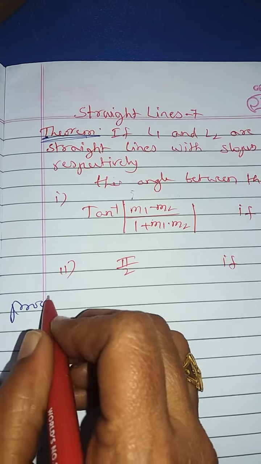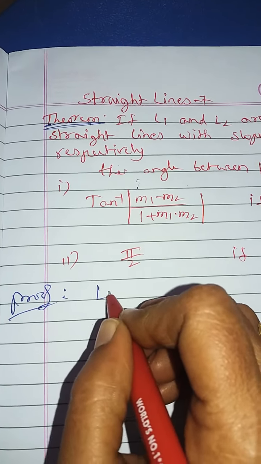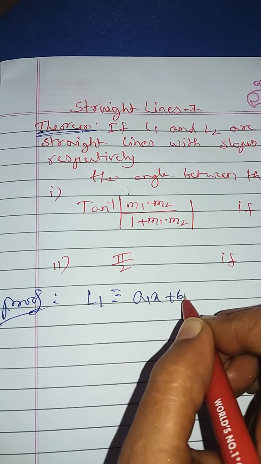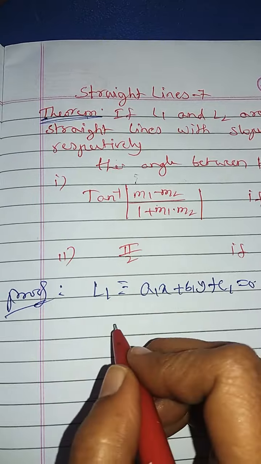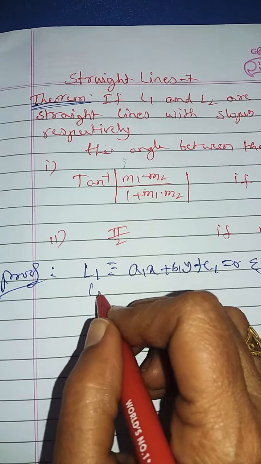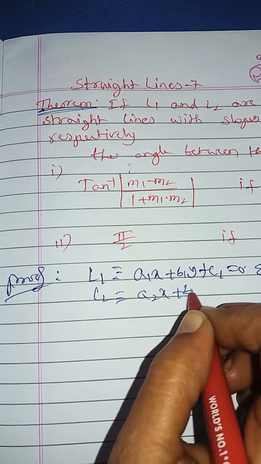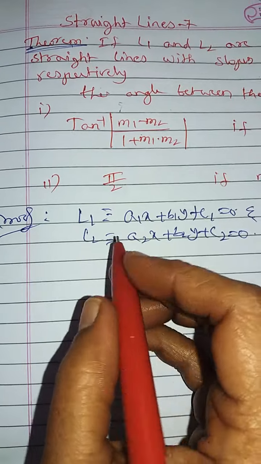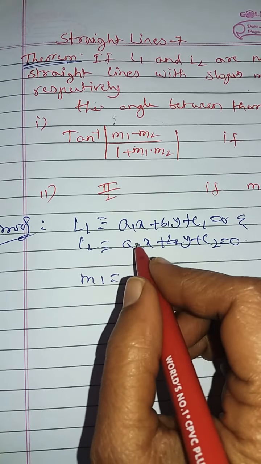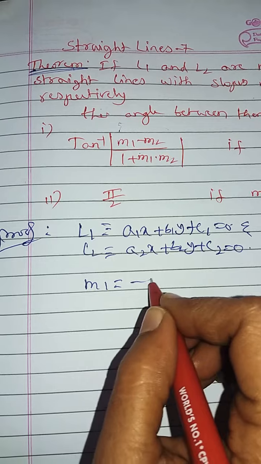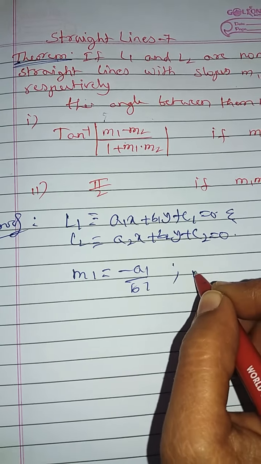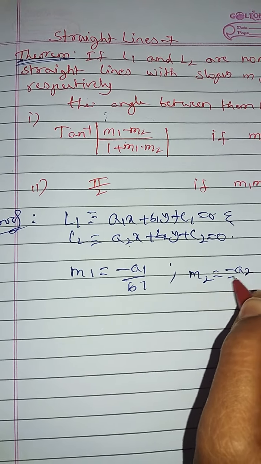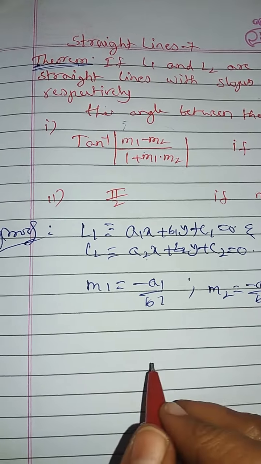Now I'll go to the proof part. So what is given here? We have two straight lines, L1: a1x plus b1y plus c1 equal to 0 and L2: a2x plus b2y plus c2 equal to 0. These are two straight lines. Now the slope of L1 is minus x coefficient by y coefficient, that is minus a1 by b1, and the slope of the second line is minus x coefficient by y coefficient, that is minus a2 by b2.